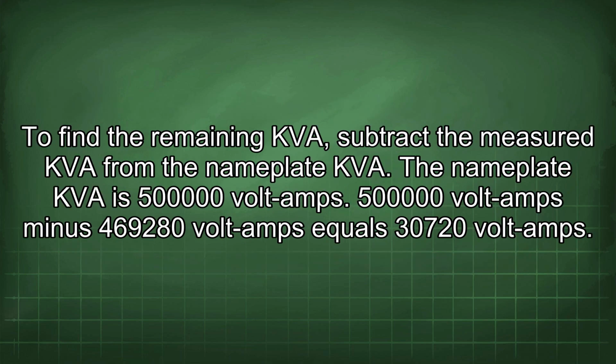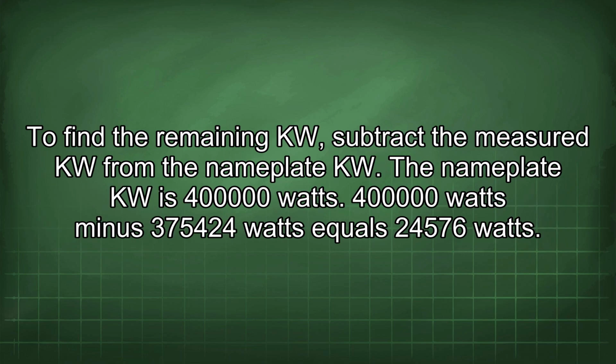To find the remaining KVA, subtract the measured KVA from the nameplate KVA. The nameplate KVA is 500,000 volt amps. 500,000 volt amps minus 469,280 volt amps equals 30,720 volt amps. To find the remaining KW, subtract the measured KW from the nameplate KW.